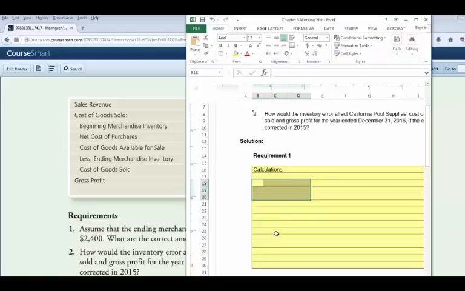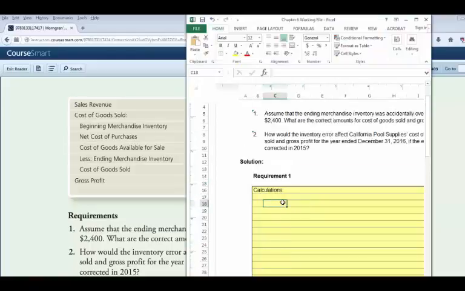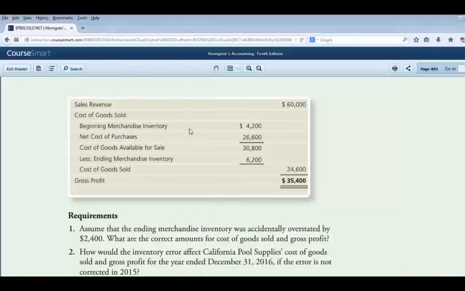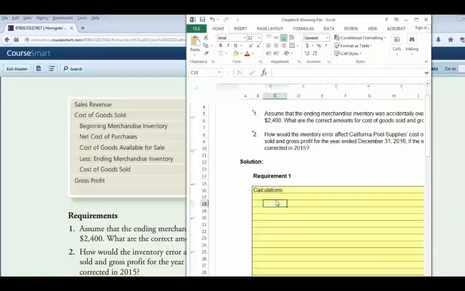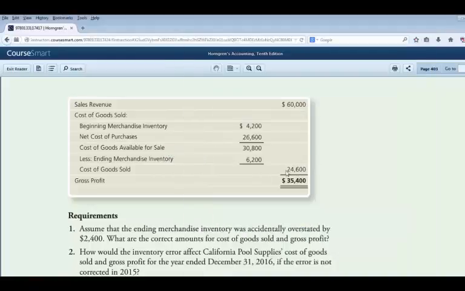So let's look at my file where we're going to do our calculations. If you remember, when we do cost of goods sold, we take beginning inventory plus our purchases, that's what's available for sale, subtract out what we have in ending inventory, and then that leaves cost of goods sold, okay? So when we're calculating this, we've got an incorrect cost of goods sold. It's down as $24,600.